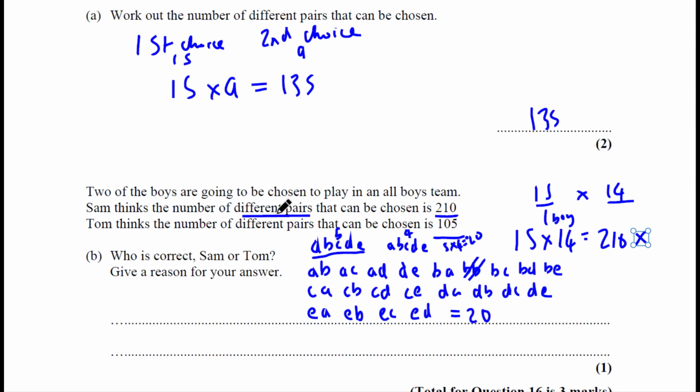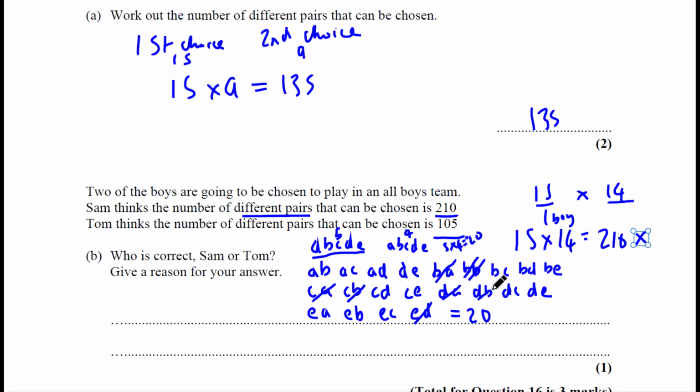But it does say different pairs of boys. Can you see AB here is the same as BA, so we cannot include that because that is the same 2 boys representing the team. So you have to look at the context of the question. And if you see AC, well, CA is the same pair as AC, AD is the same pair as DA, and DE is the same pair as ED, so we cannot use that. BC is the same pair as CB, so hopefully this makes sense.